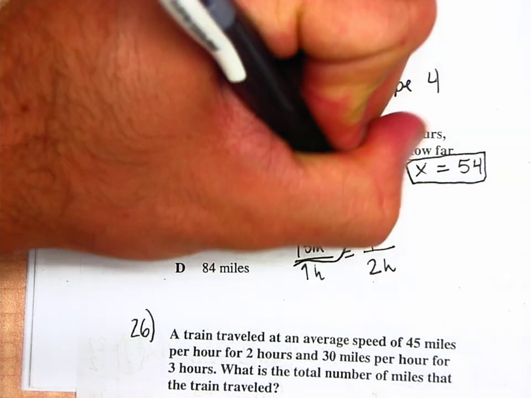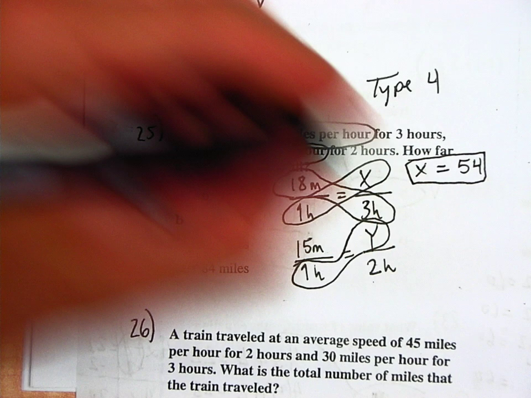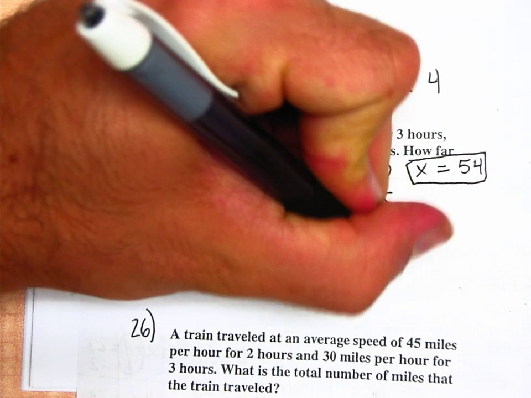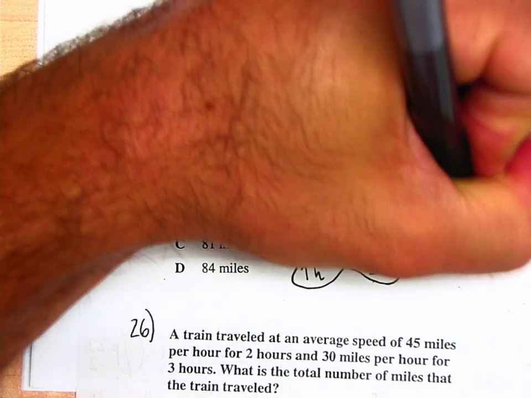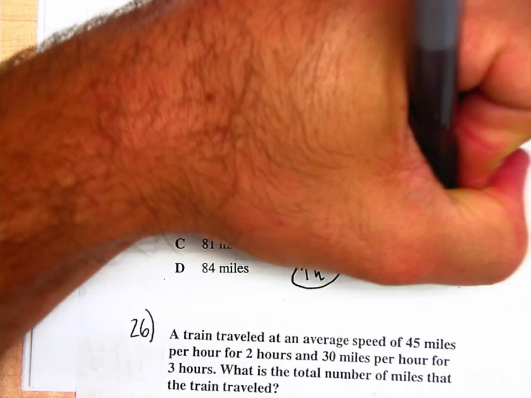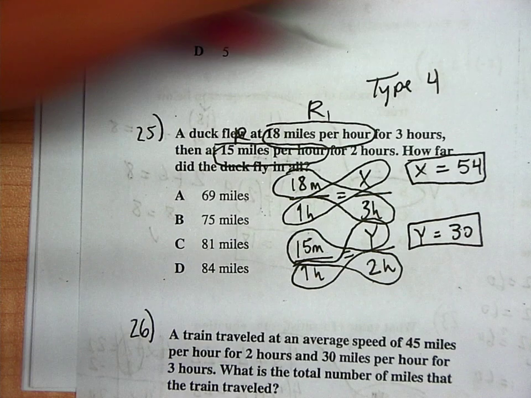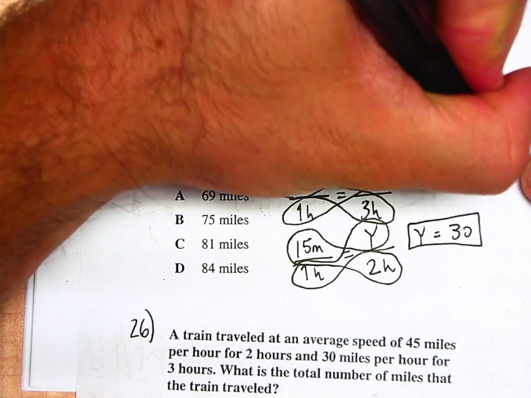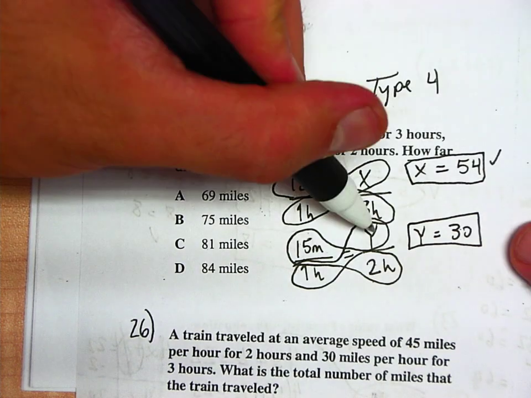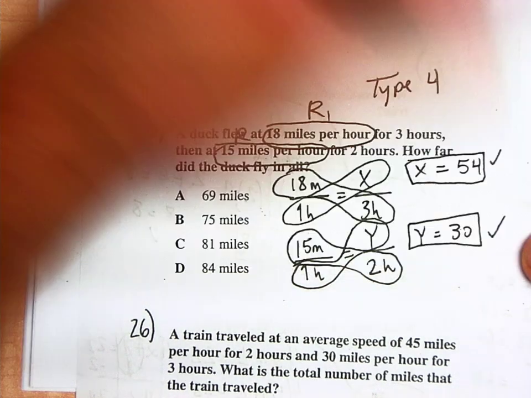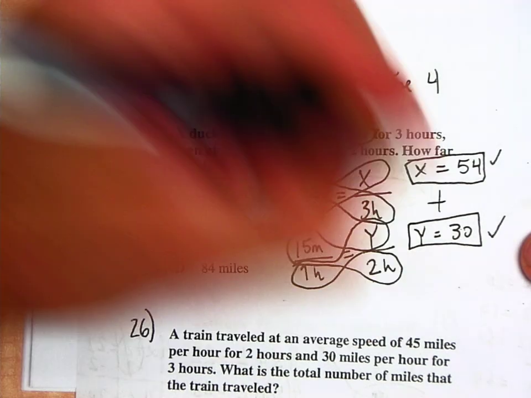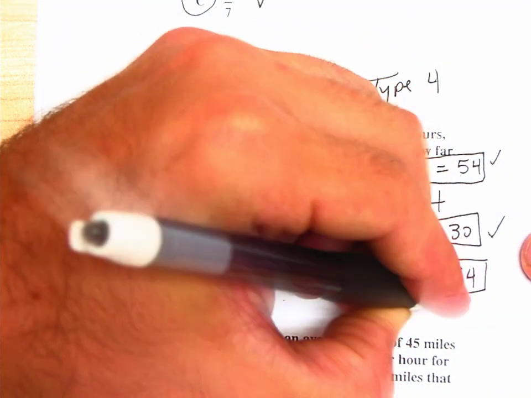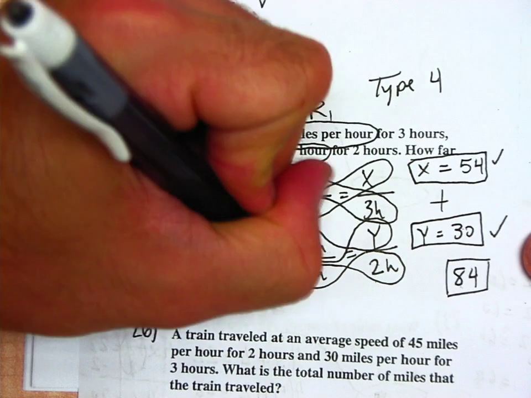Next, cross multiply and divide here. 1 times y is just y. 15 times 2 is equal to 30. And so y equals 30 miles. So after 3 hours at 18 miles an hour, he's going to go 54. After 2 hours at 15 miles an hour, he's going to go 30. If I add those 2 together, in total, he's going to go 84 miles. And that's the right answer.